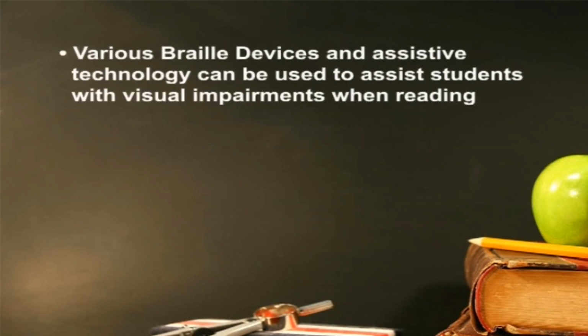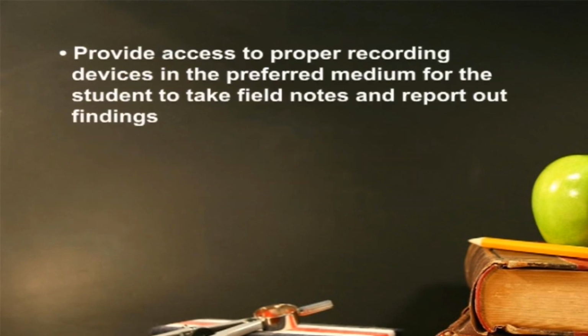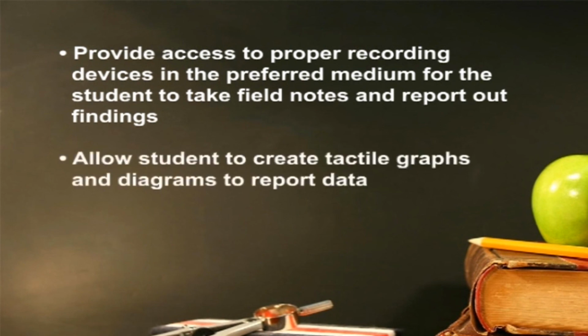Various braille devices and assistive technology can be used to assist students with visual impairments when reading. Suggest that the student use a recording device to record the various activities. If necessary, have a sighted peer describe the actions or reactions of the test subjects or materials. Provide access to proper recording devices in the preferred medium for the student to take field notes and report out findings. Allow the student to create tactile graphs and diagrams to report data.